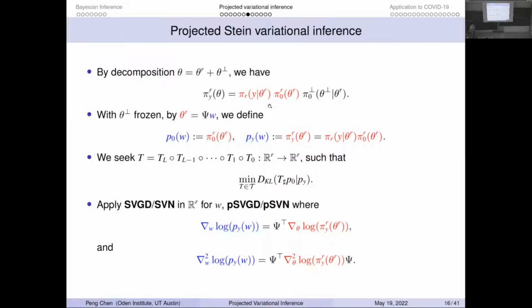And now, since all the uncertainty that we care about is in this theta r, which can be represented by W, we can redefine our prior as a prior for W, and also the posterior as the posterior of W. And then this would be a low-dimensional Bayesian inference problem. So we can run the Stein variational gradient descent or Newton method to solve this problem. And when you compute the gradient and Hessian, it's the projection of the gradient and Hessian of this log posterior onto the subspace formed by this psi.